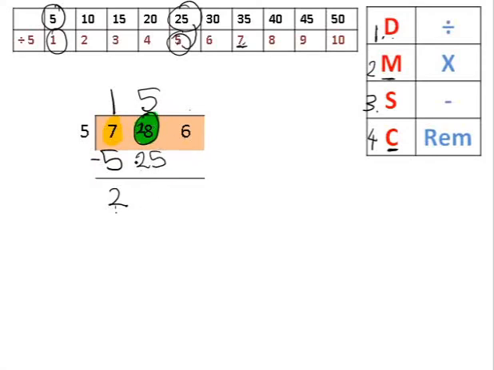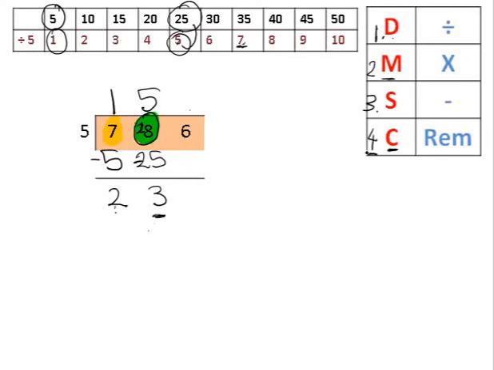28 minus 25 is 3. Subtract, and what do we know? We get a remainder. Why do we get a remainder? Because 28 is not a multiple of 5. It cannot be shared equally. There is going to be a remainder. What do we do with the remainder of 3?